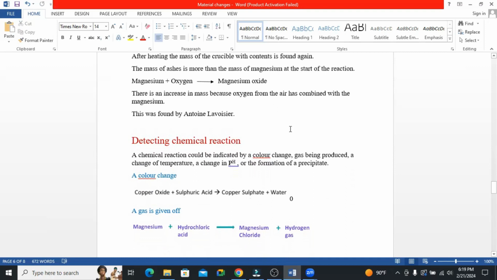There is an increase in mass because oxygen from the air has combined with the magnesium. This was found by Antoine Lavoisier. This is the scientist who found this situation.